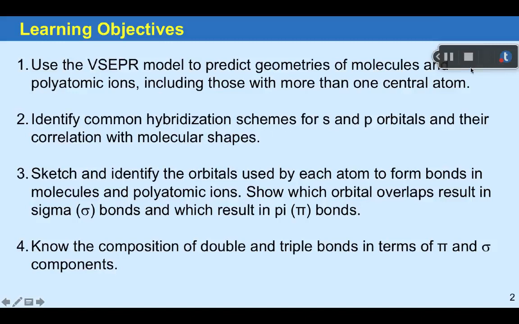Time for some discussion about covalent bonds and how they're interpreted in understanding molecular structure. As an architect can surely tell you, the structure is entirely important to how things function, including that really cool looking building. The learning objectives for this chapter, first of all, are the discussion of the VSEPR model in predicting the geometries of molecules and polyatomic ions, even those that have not only one, but more than one central atom. That will be the topic for this first recording.